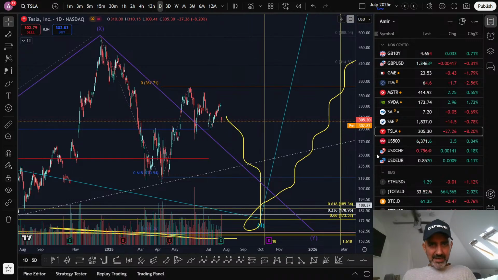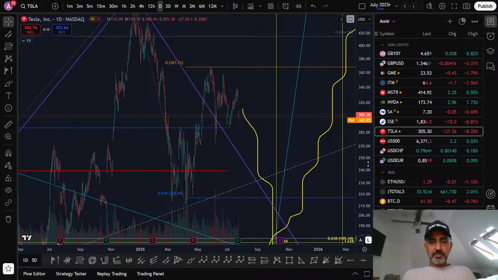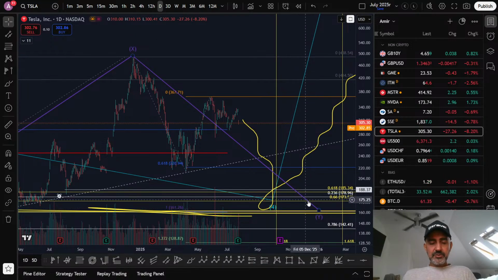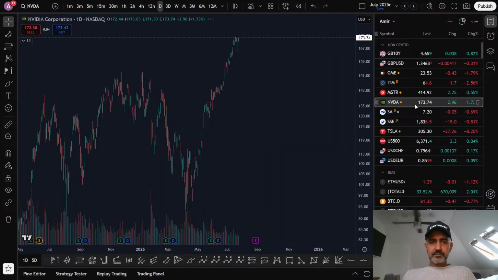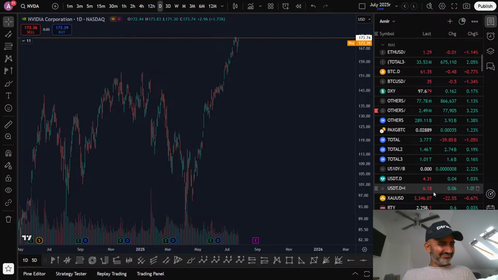Oh, Tesla gap down, big time gap. Wow. Wouldn't mind a drop on Tesla, to be honest with you, down to my area of interest. Okay. All right. That's that.